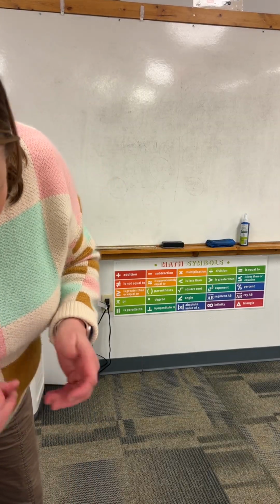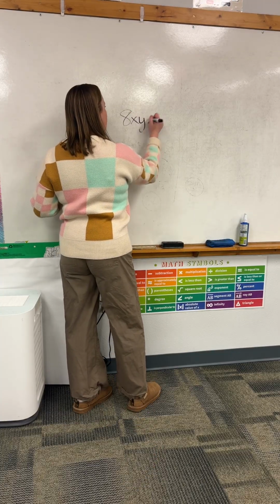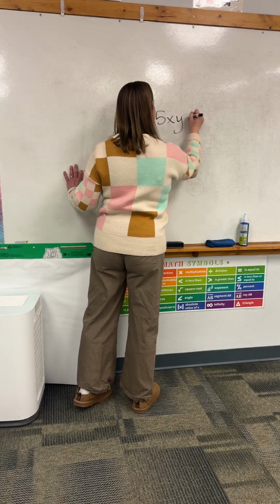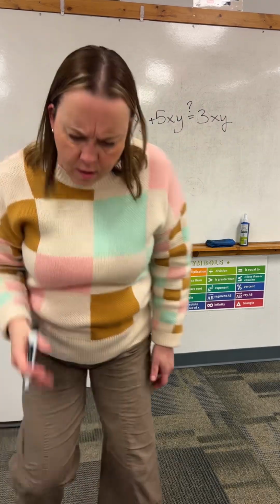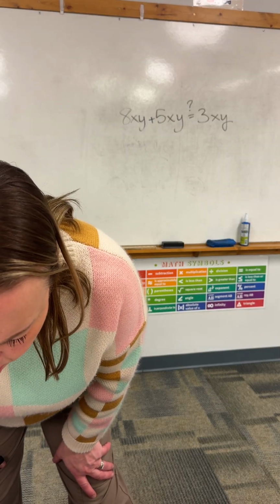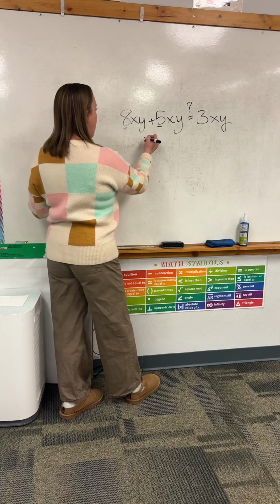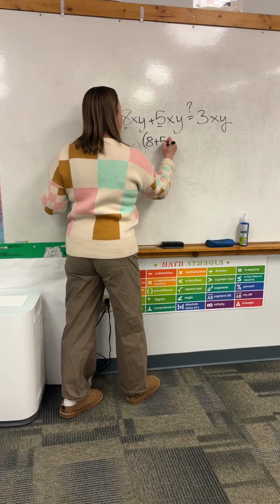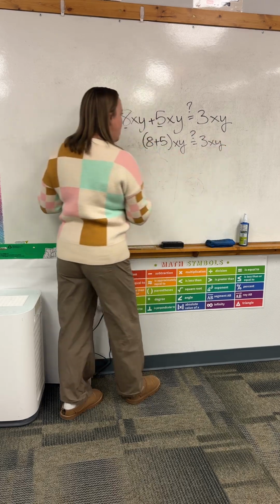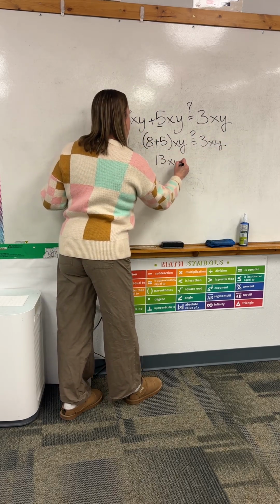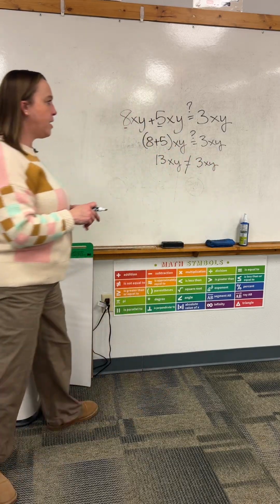So we have 8xy plus 5xy. And we're trying to decide, are they equivalent to 3xy? I think. Is that what it's asking? Yes. So then what they did was they took this and they broke it apart using the distributive property. So they said 8 plus 5 times xy, is it equal to 3xy? Well, we know that it's not because 8 plus 5 is 13xy, and that's not the same thing as 3xy. So they are not equal to each other.